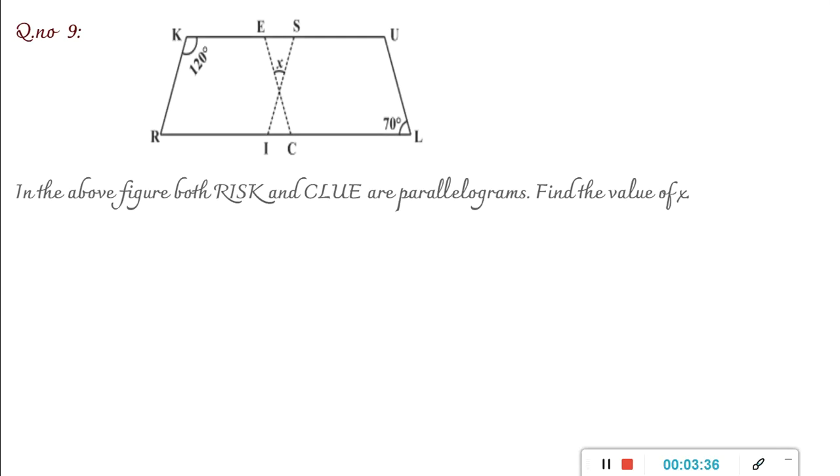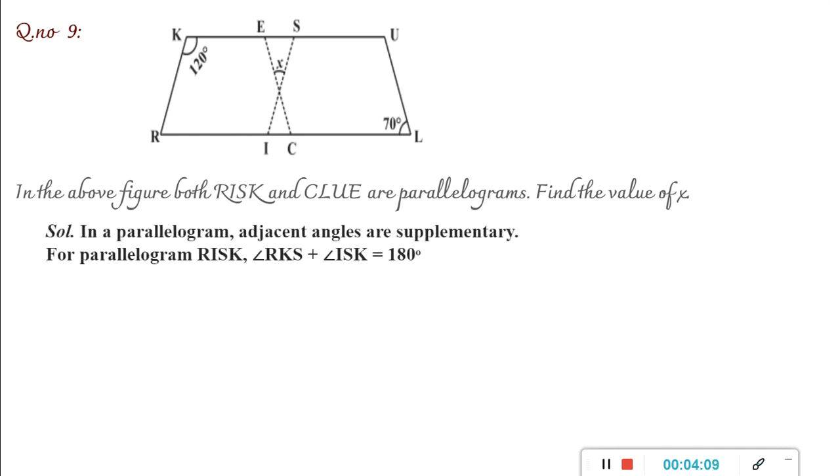Here the figure is given, both RISK and CLUE are parallelograms. From this figure we have to find the value of x. We can take the first figure, that is RISK. Here we know that if it is a parallelogram, then the adjacent angles are supplementary, isn't it? So angle RKS and angle ISK, if we add together we will get 180 degree, isn't it? RKS is already given as 120 degree.